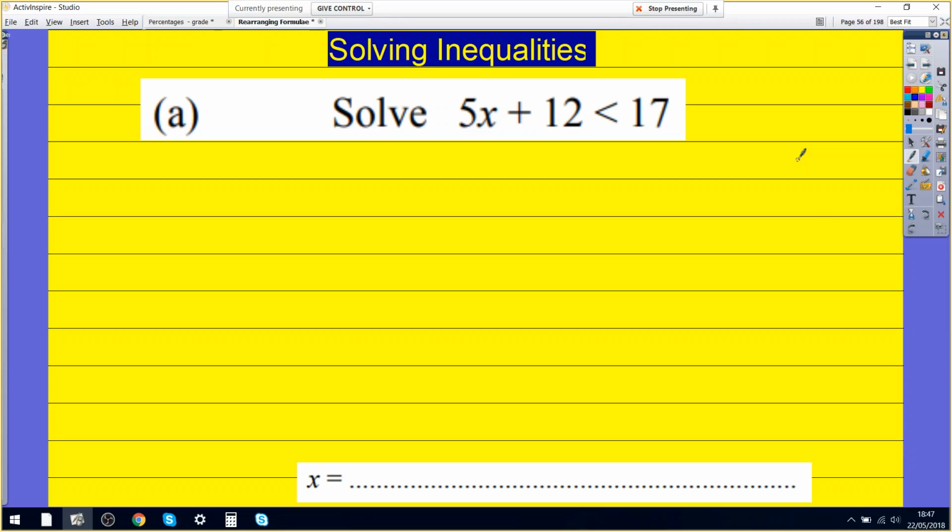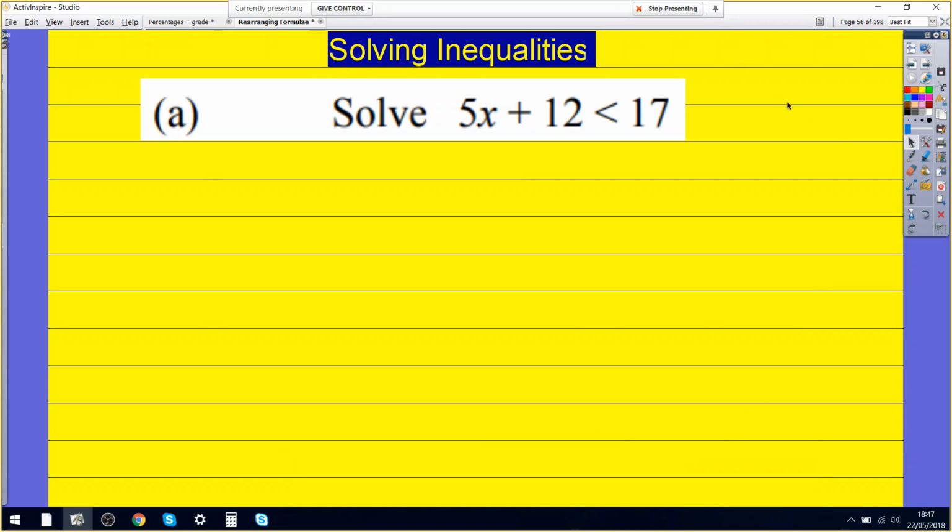X plus 12. Isn't that a greater than, or so this was less than, pointing to the left. So any idea how you solve this one? We're aiming towards having x is less than some number there. Would you try and take 12 away from both? Yeah, take 12 away from both. So what do you get?